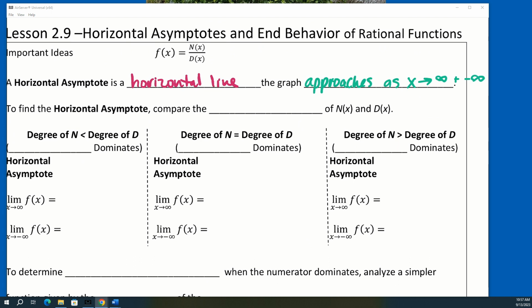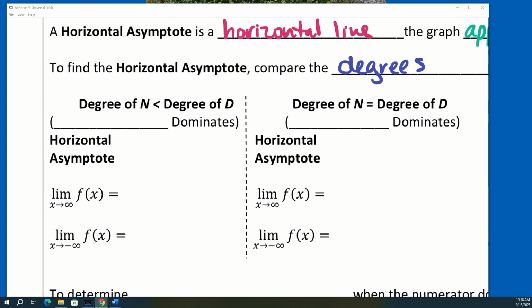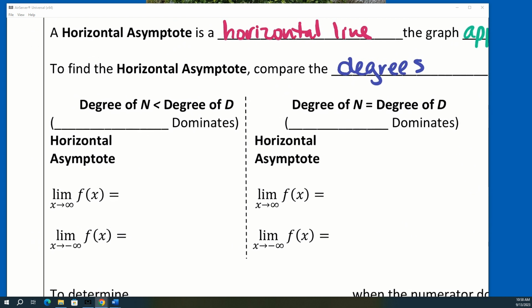And to find horizontal asymptotes, you're going to compare the degrees of the numerator and the denominator. So anytime I'm doing n of x, that is the numerator, d of x is the denominator. Right, so there's three different situations. So horizontal asymptotes has a lot you have to remember. Before we take our test on this, later next week, you're probably going to have to study and look back over it.